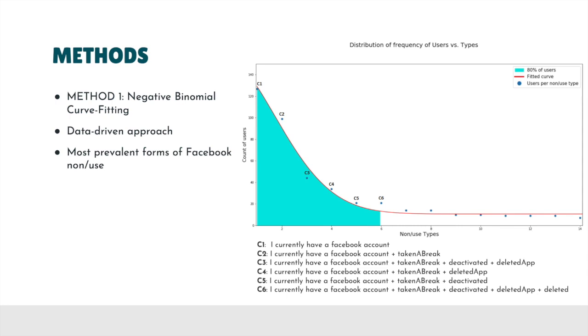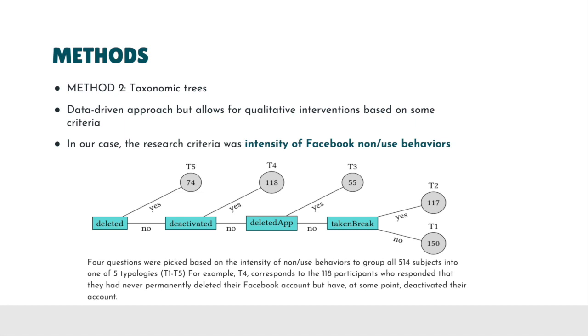This method uses all 7 non-use questions, but limits the sample size by excluding data points in the long tail of the distribution. The taxonomic tree method is a data-driven process that allows for qualitative interventions based on the research criteria. In our case, we devised evaluation criteria based on the intensity of non-use behaviors, with permanently deleting your account being the most intense and voluntarily taking a break being the least intense form of non-use. This method preserves the sample size but only uses 4 non-use questions.